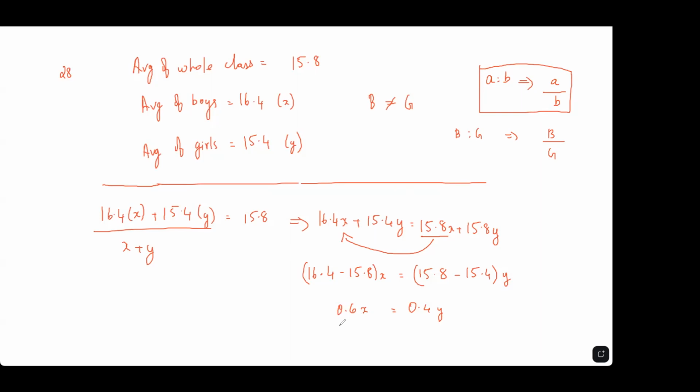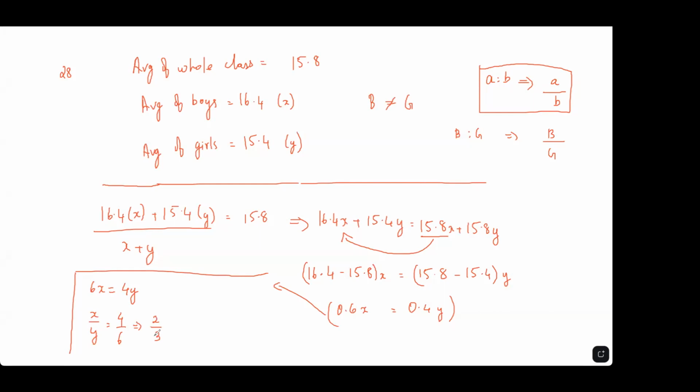Should we multiply this by 10 on both the sides so we remove the decimal? Yes, sir. So what we'll get over here is 6x is equal to 4y. Now we need x in the numerator, y in the denominator. So take this y over here. So you get x upon y is equal to 4 by 6. 4 by 6 reduce हो सकता है क्या? 2 by 3.